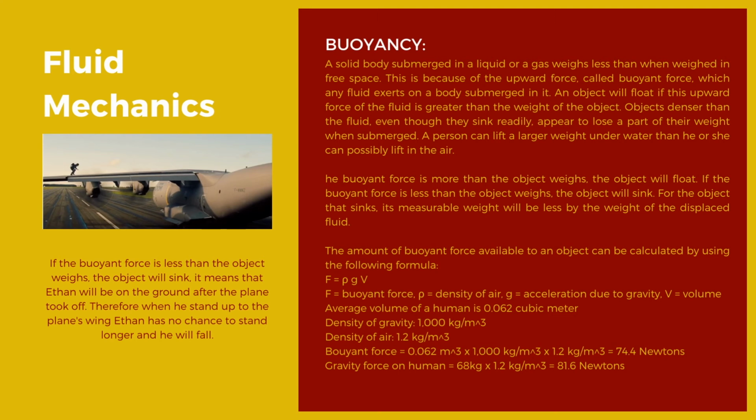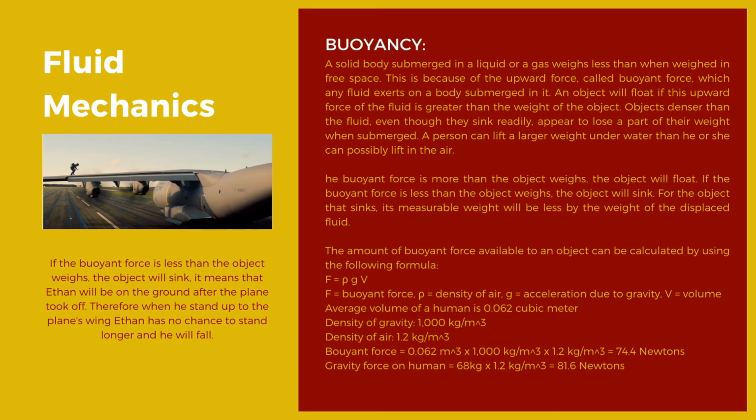The amount of buoyant force available to an object can be calculated by using the following formula. So F equals ρgV. F is buoyant force, ρ is density of air, g is the acceleration due to gravity, and the last one, V, is the volume of the object.